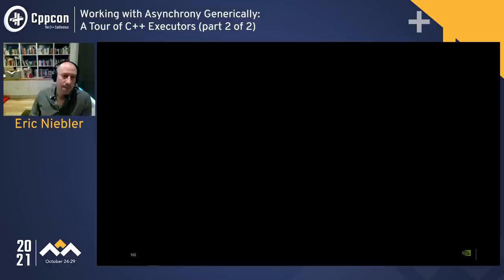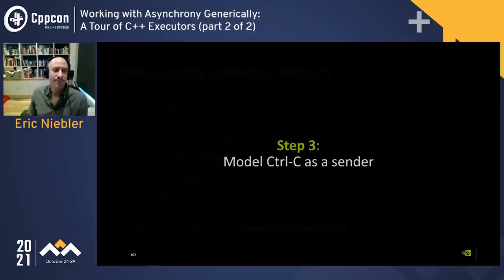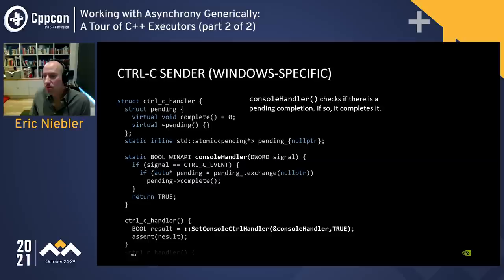Okay. Now we're going to model control C as a sender. We have this control C handler. Its implementation is going to look very familiar. It's got a global for a pending completion, and it's got the same pending interface. And here's our console handler. This is a callback that's going to be registered with a Win32 API for intercepting control Cs in console applications. And what it does is it checks to see whether or not the signal is actually a control C. And if so, dequeue the pending completion and complete it.